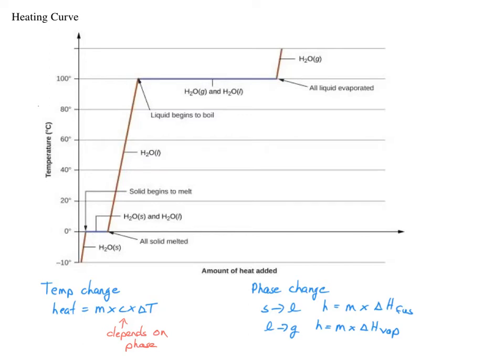In the phase change regions, the heat is going to be quantified by the mass times the heat of fusion if we're dealing with melting, or solid to liquid. And if we wanted to quantify the heat involved in the phase change going from a liquid to a gas, we would use the heat of vaporization.